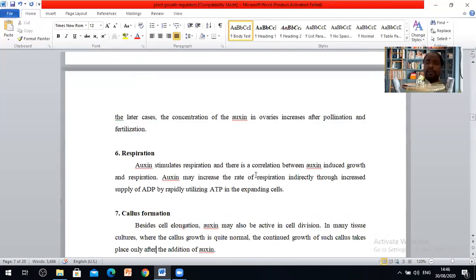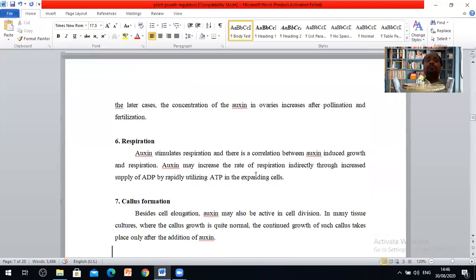Now, respiration. Auxin stimulates the process of respiration, and there is a correlation between auxin-induced growth and respiration. Auxin may increase the rate of respiration indirectly through an increased supply of ADP by rapidly utilizing ATP in expanding the cells.